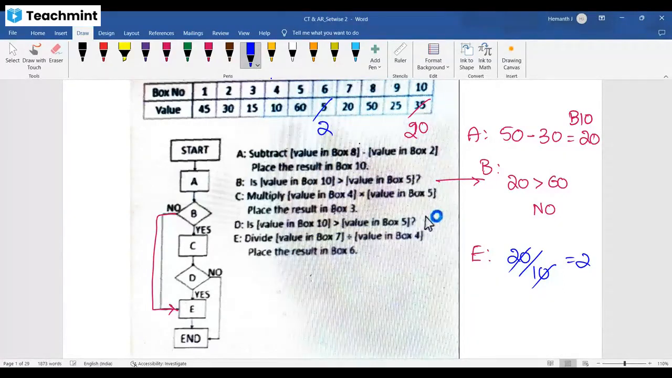One of the common questions is which box has the highest value? At the end of the flowchart, which box stored the highest value? At the end of the flowchart, what is stored in box 6? They'll ask this question. What is the highest value at the end of the flowchart? Which box has the highest value remaining? And difference between box 5 and box 6, like that they'll ask. Okay. Fine.